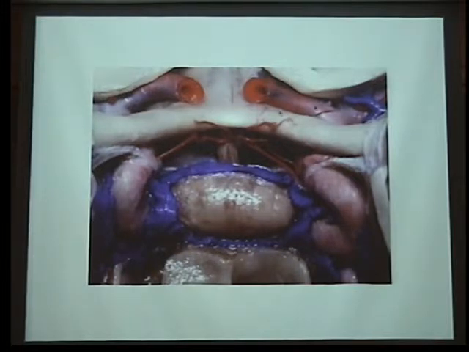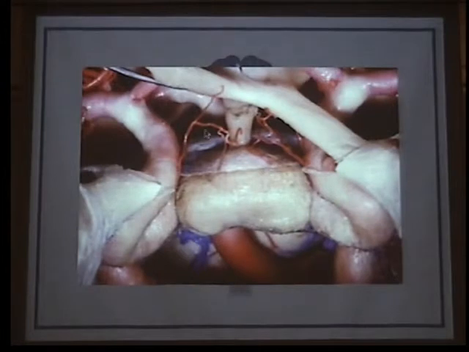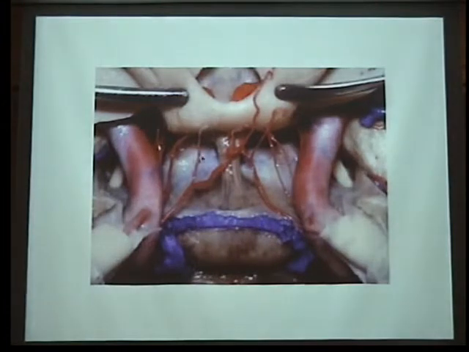Hypophyseal vessels, chiasm, A1. Closer up view, looking at these hypophyseal vessels. Very important structure that you have to be careful about. More view of these vessels supplying the chiasm.